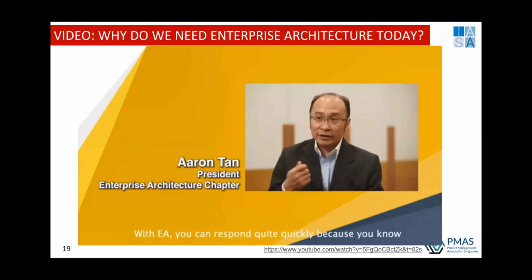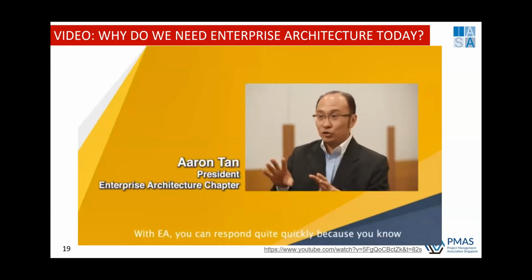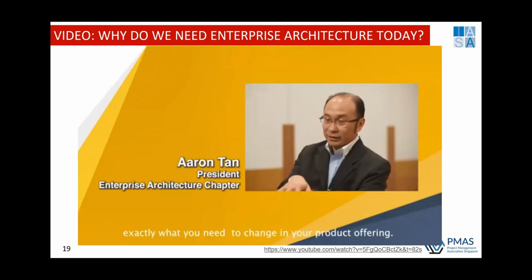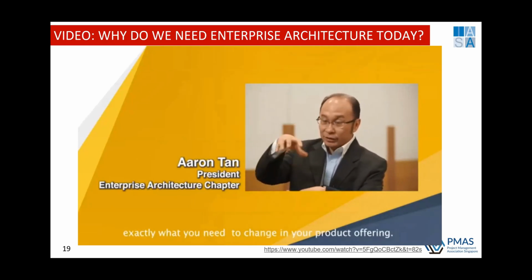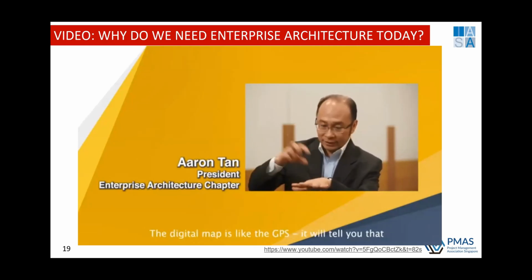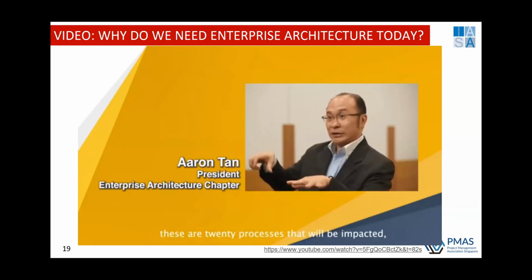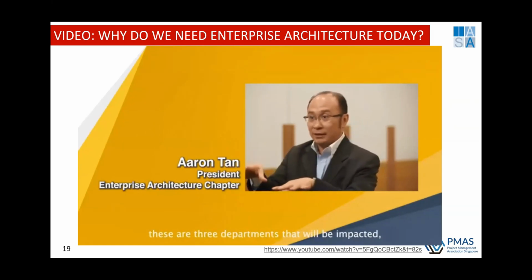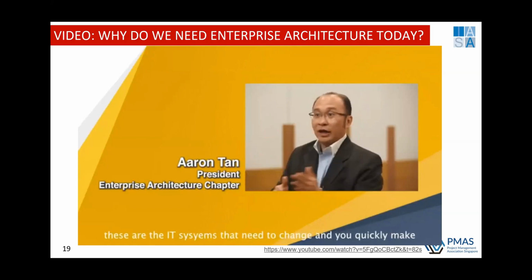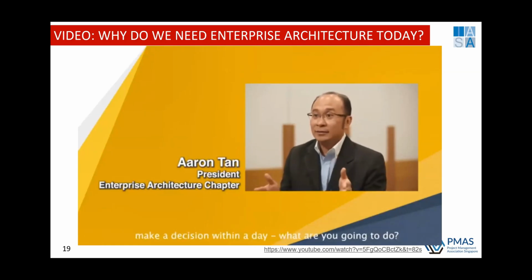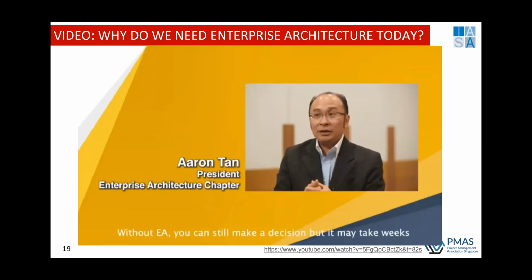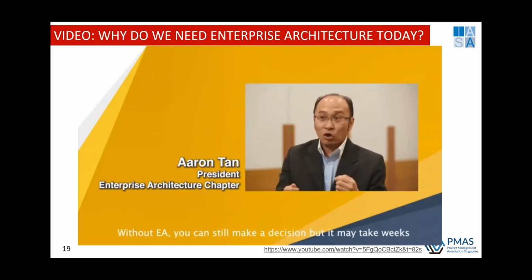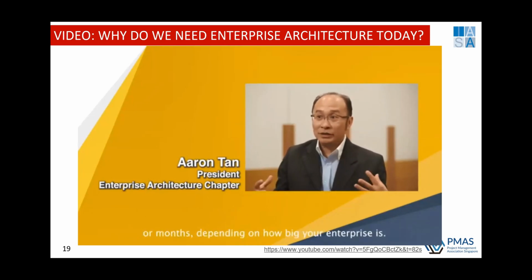With EA, you can respond quite quickly because you know exactly that I need to change my entire product offering, and the digital map will tell you, like the GPS, right? It tells you, okay, these are 20 processes impacted, these are 3 departments impacted, these are the IT systems that need to change, and you quickly make a decision within a day. What are you going to do? Without EA, you can still make a decision, but it may take weeks or months, depending on how big your enterprise is.